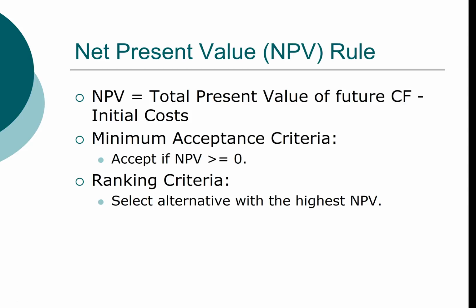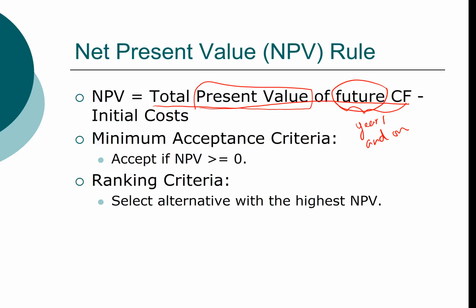So the principle behind the net present value method in capital budgeting is that we compare the total present value of future cash flow versus the initial cost. The term future cash flow here has special meaning. Future means that it starts in year one and on. So year zero is today, and starting in year one is the future. So we are focusing on future cash flow, and then we have to compute the present value of those future cash flow. That's the first step.